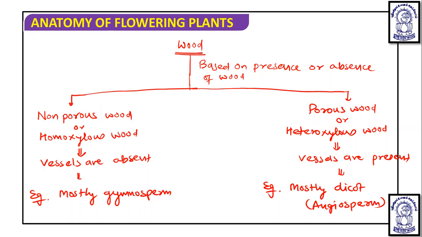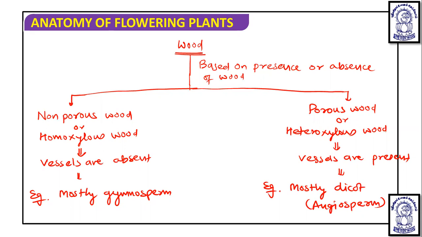The porous wood has vessels because vessels have a wider lumen. So if vessels are present, we tell it as porous wood, and if vessels are present, we call it heteroxylous as well. But if vessels are absent, the porosity is not present because wider lumen is not there. So in the absence of vessels, we talk about the non-porous wood, which is found in the gymnosperm.